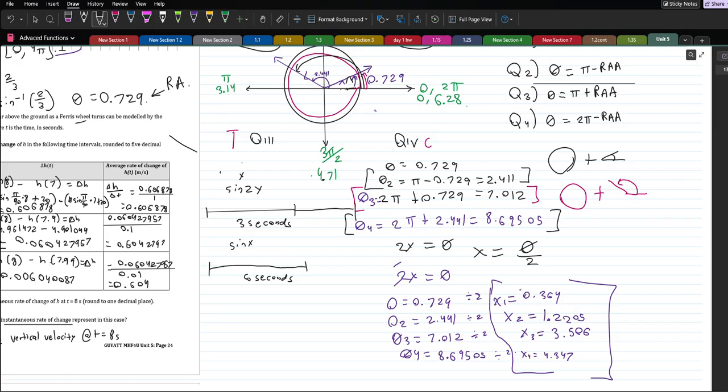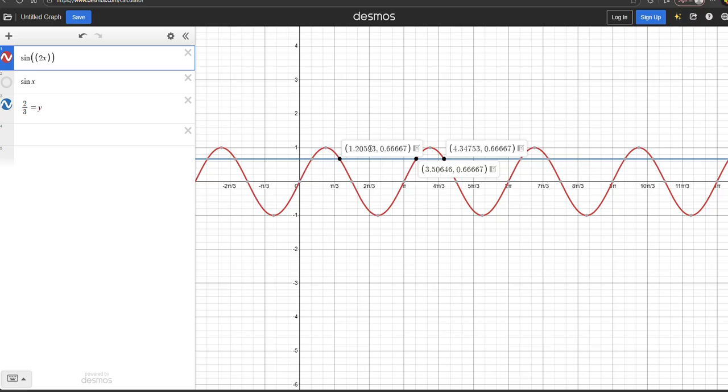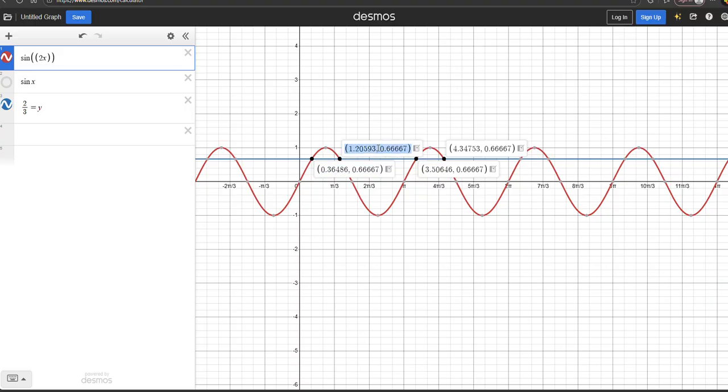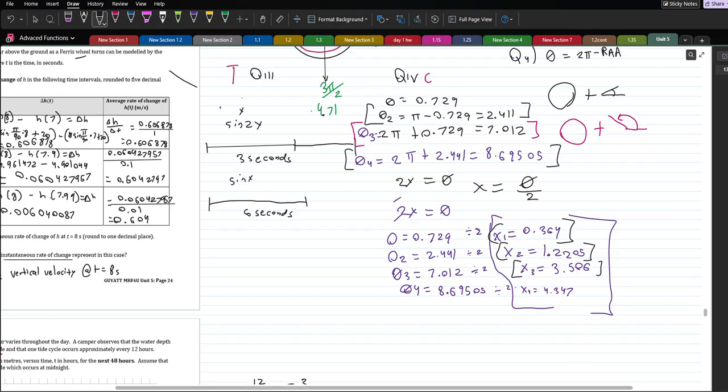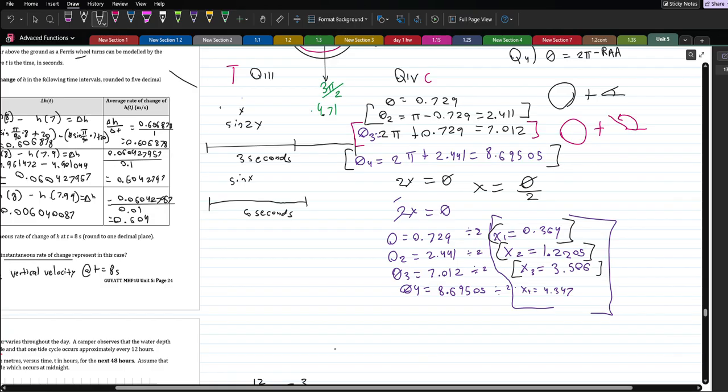You just do it here in a couple easy steps. You get 0.364, 1.2205, 3.506, and 4.347, right? Now, if you go back to Desmos, you can look at this, 0.364, and that's the value right here. If you go back to here, and you get 1.2205, that's right here. It's not the exact same, but that's just because of how many decimal points I used, right? Angle 3 is 3.5, which if you go here, you get 3.5. And vice versa. And that's just how you solve the question.